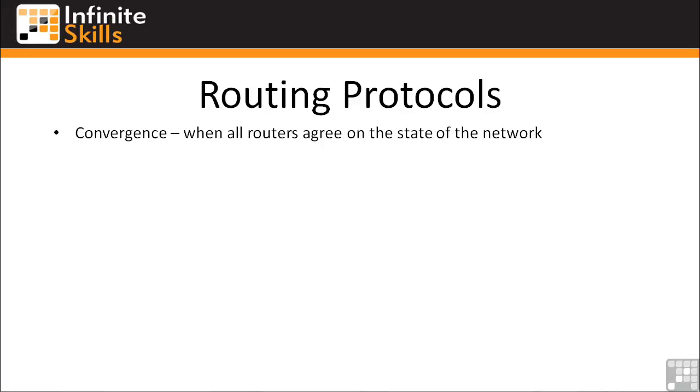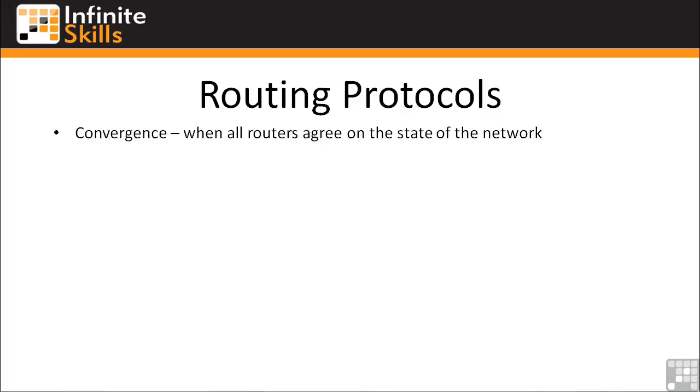RIP, by default, broadcasts out its entire routing table every 30 seconds. So its convergence time is rather high because if a link goes down, you have to wait for that next update to be sent out that says, hey, I don't know where this network is anymore. It's no longer directly connected to me. And it has to spread across the network. Whereas link state protocols, like OSPF, will broadcast out a link state change whenever a link goes down.